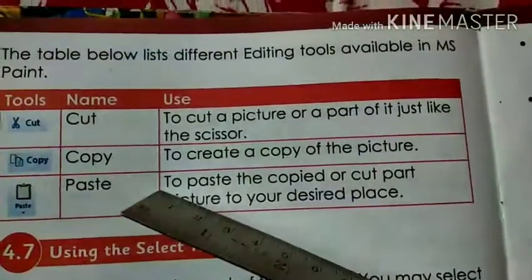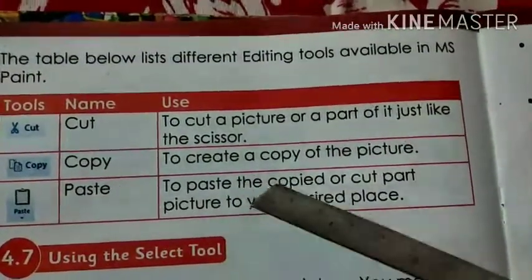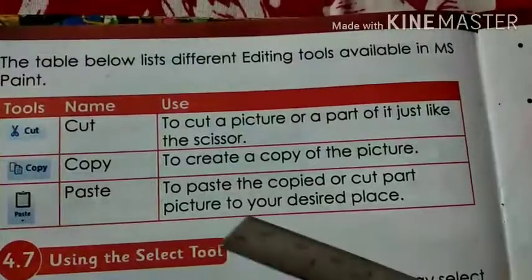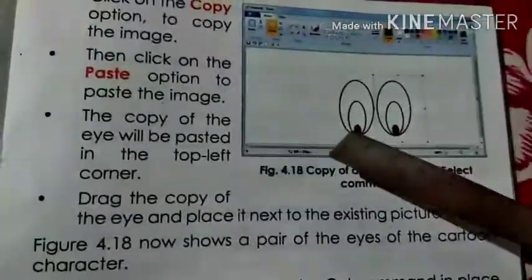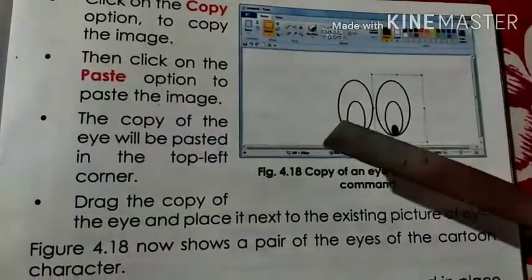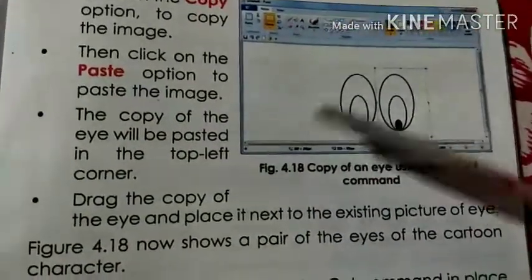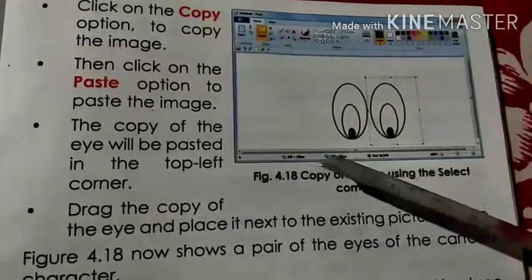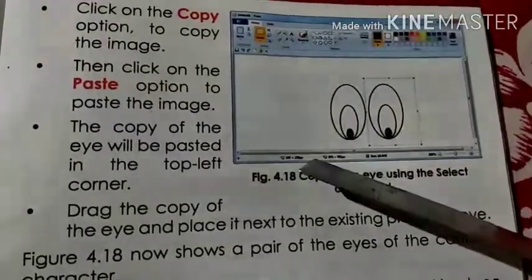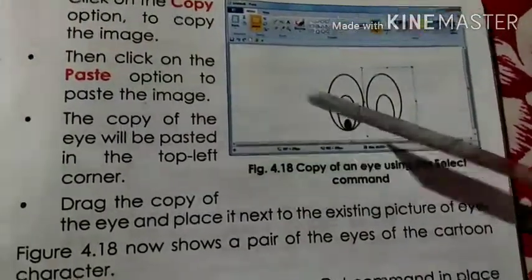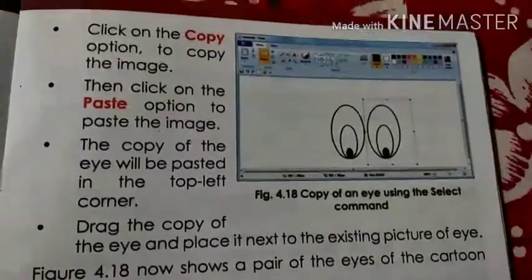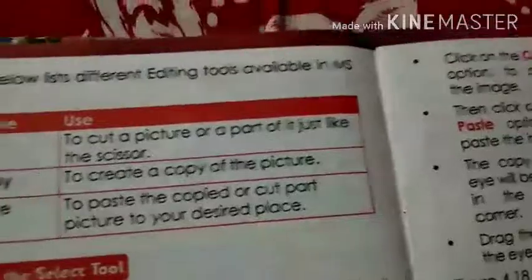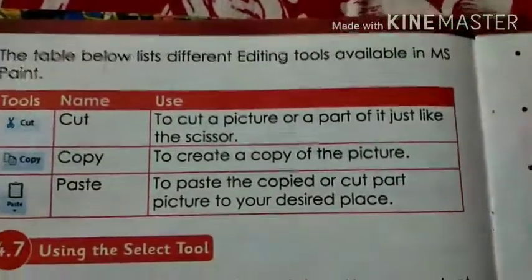Next is paste, to paste the copied or cut part of the picture to your desired place. As I told you, there are 2 eyes. 1 eye is drawn and the next eye you will copy and paste over here. Copy means we take an exact duplicate copy from here and paste it in another place. So these are the tools available for editing in MS Paint.